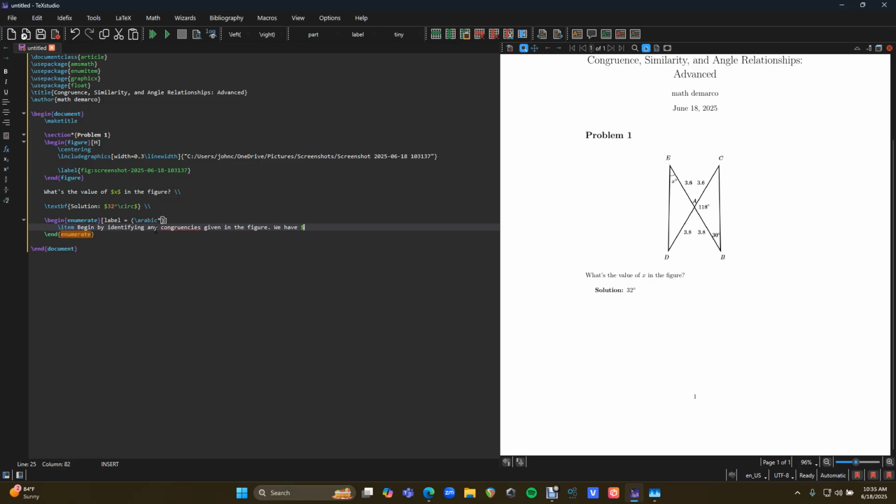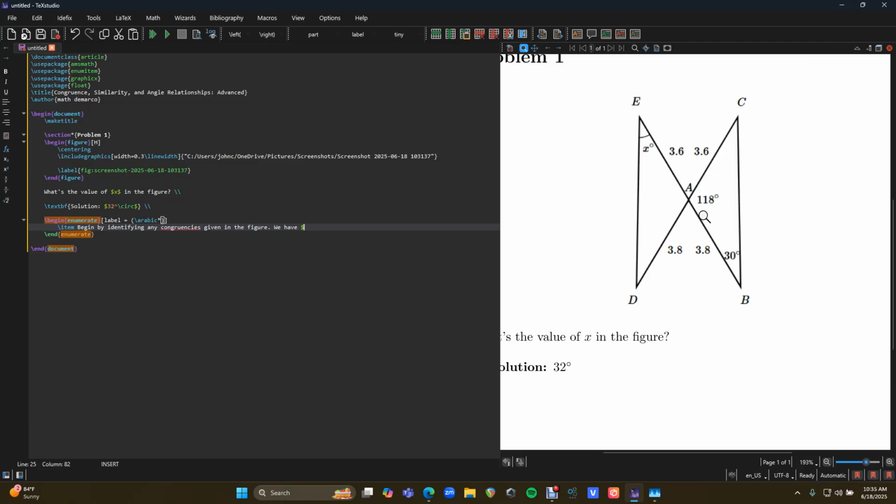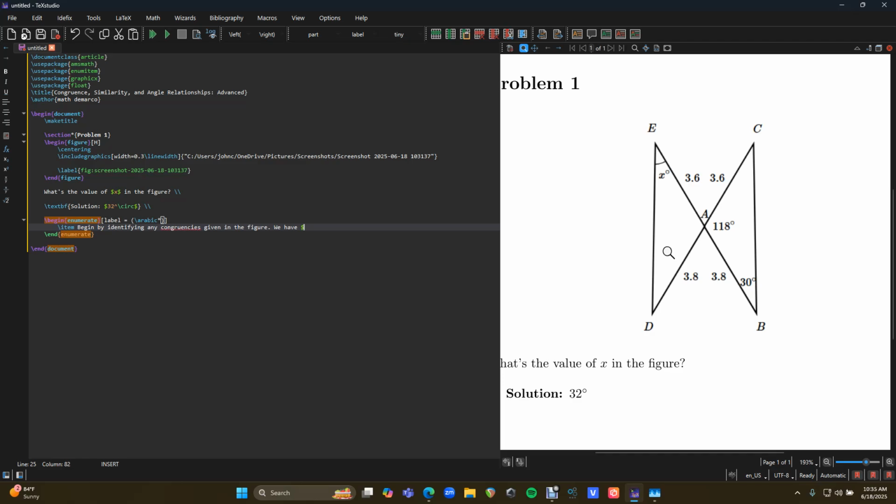We have, what did we say we had? We had side length EA and CA. So we have side length, overline EA congruent to overline CA, and what else do we have? Let's put the other one. Overline DA and overline BA. So this is basically just saying that we have two congruencies so far.